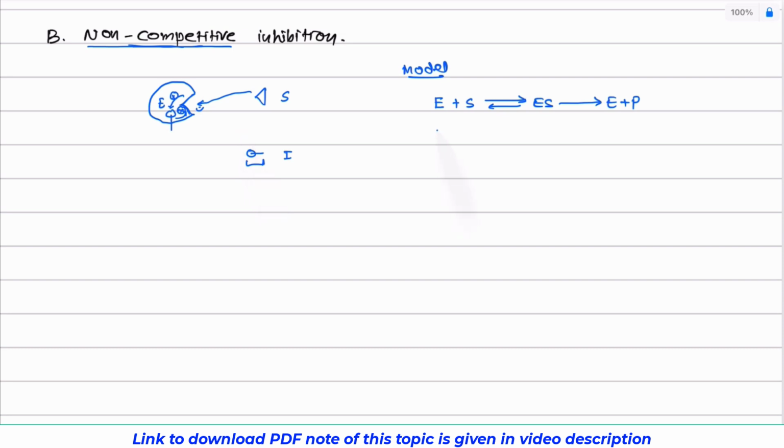So the inhibitor can bind either with this free enzyme, so enzyme can bind with the inhibitor, or the inhibitor can also bind with the enzyme substrate complex. So the ES complex can also bind with the inhibitor. So basically there is no competition between substrate and inhibitor. That's why it is called non-competitive inhibition, right?